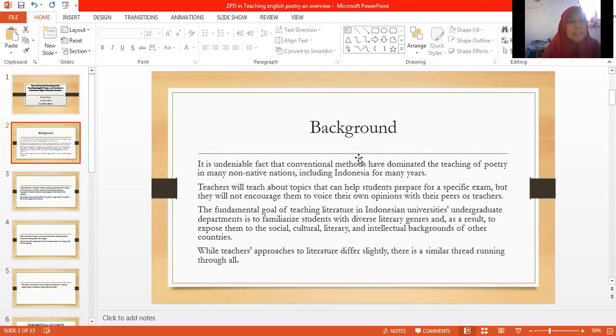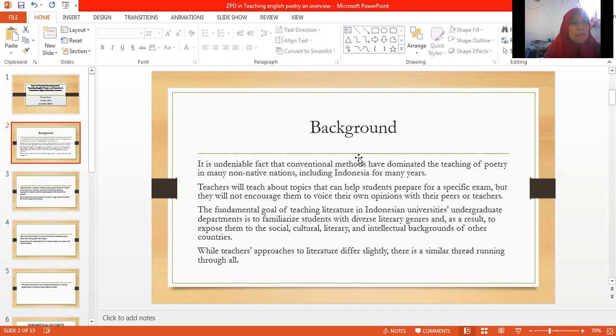In the background, we see that there is a fact that conventional methods have dominated the teaching of poetry in many non-native nations, including in our country, Indonesia, for many years. Teachers will teach about topics that can help students prepare for a specific exam, but they will not encourage them to voice their own opinions with their peers or teachers. That's what we call conventional methods.